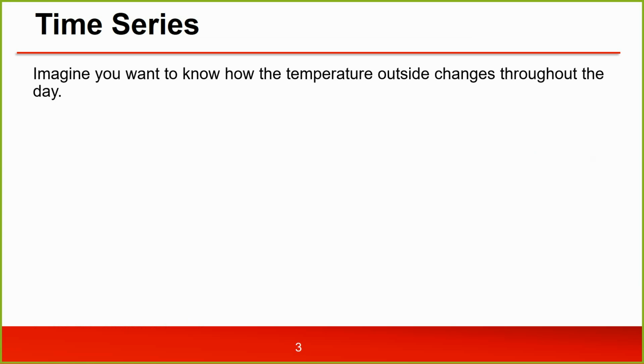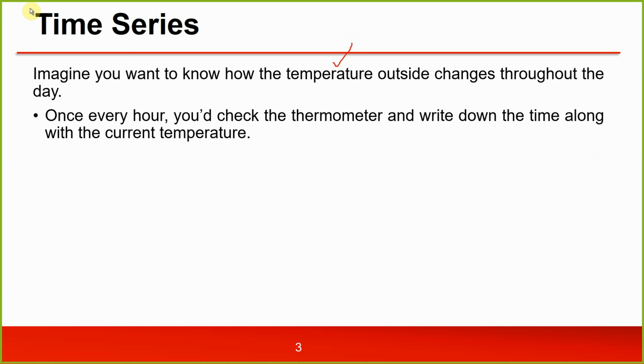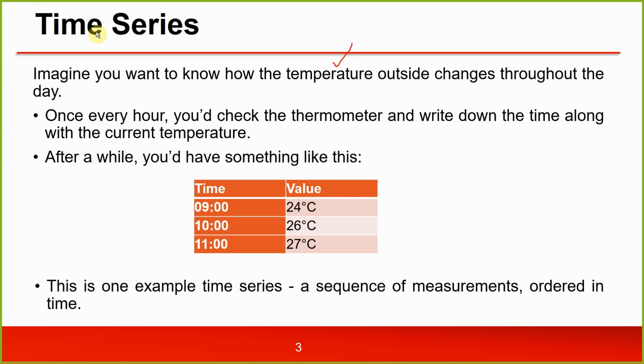What is time series? Imagine you want to know how the temperature outside changes throughout the day. Once every hour, you would check the thermometer and write down the time along with the current temperature. After a while, you'd have something like this. At 9 o'clock, it was 24 degrees. At 10 o'clock, it was 26 degrees. And at 11 o'clock, it was 27.